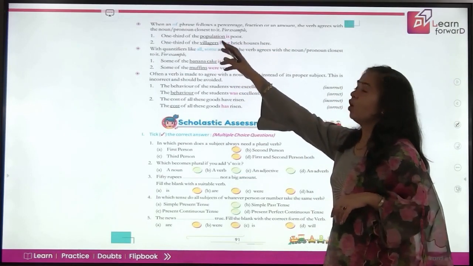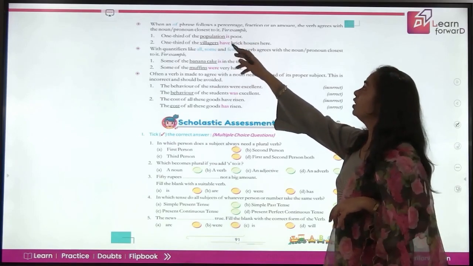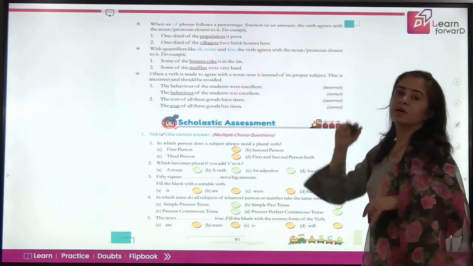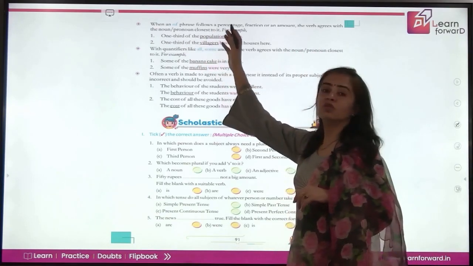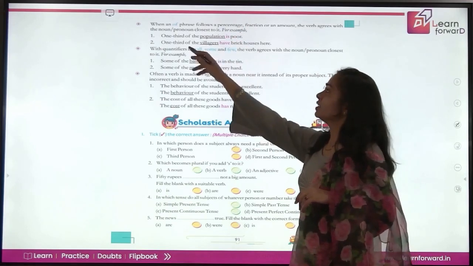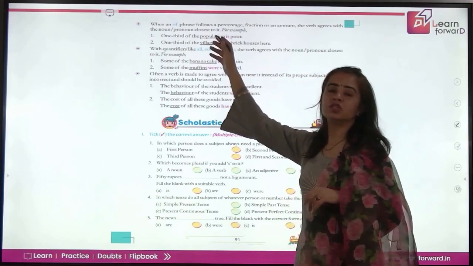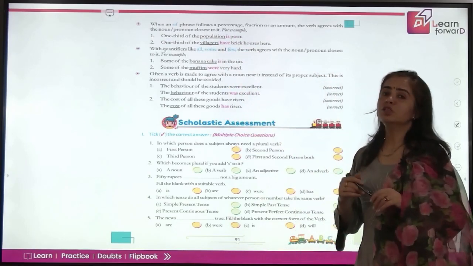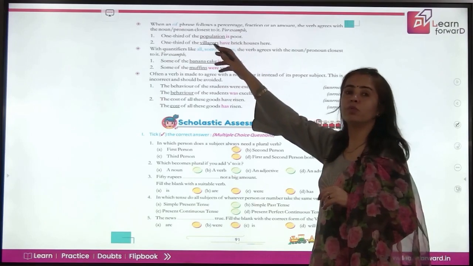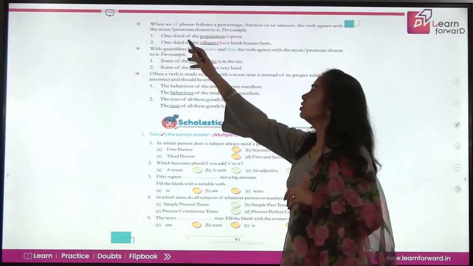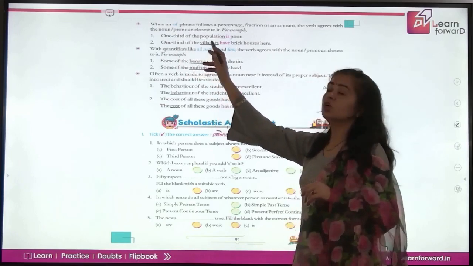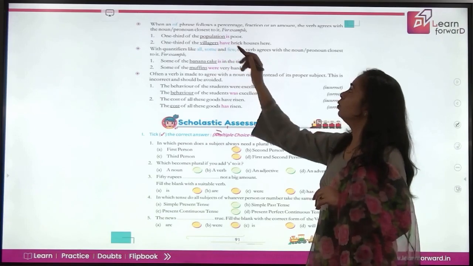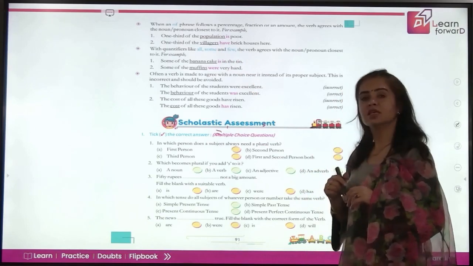When an of phrase, that means we are using of there, follows a percentage, fraction or an amount, then the verb agrees with the noun or pronoun which is closest to the verb. For example, if I say 1/3 of the population, we are talking about the population which is closer to the verb. So we are using a singular verb with population, a collective noun. 1/3 of the villagers. Now here we are talking about villagers, so we will use a plural verb, have brick houses here.